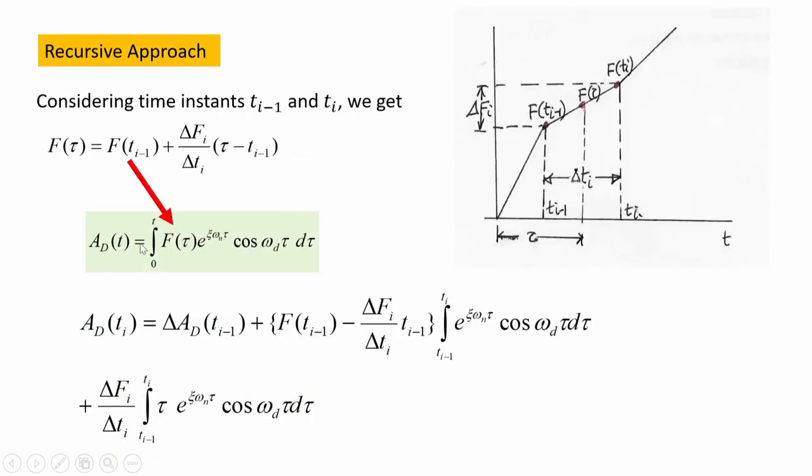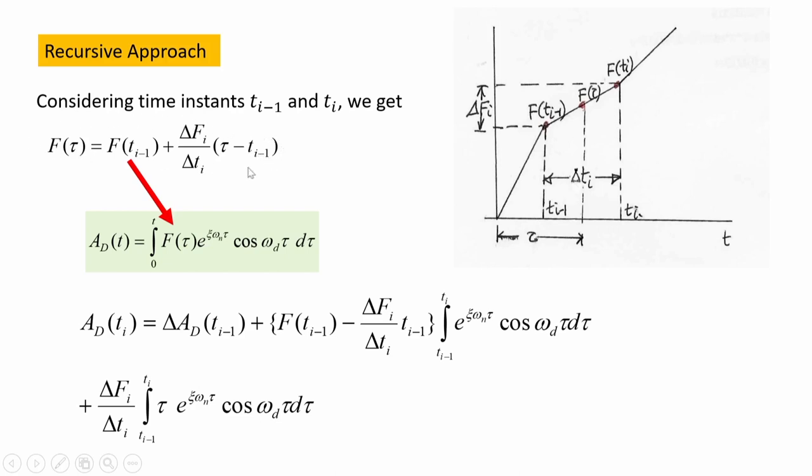Now let us also develop a recursive approach for this damped system. So considering time instants t_(i minus 1) and t_i, here we can find at any time instant tau, f(tau) equal to f(t_(i minus 1)) plus delta f_i divided by delta t_i into (tau minus t_(i minus 1)).